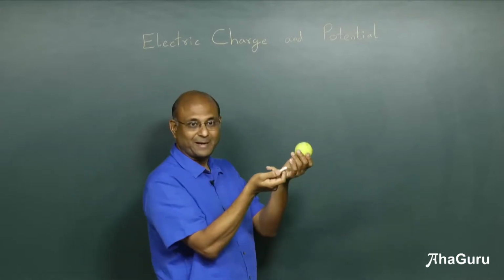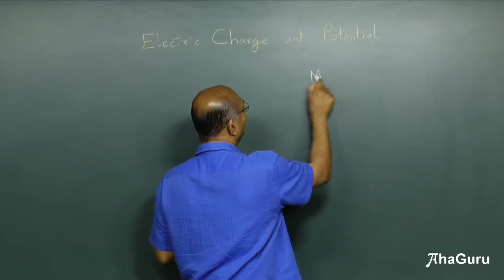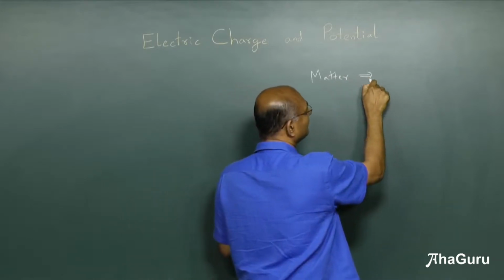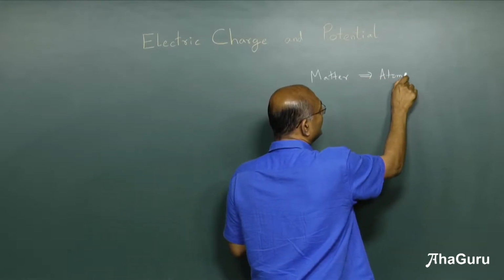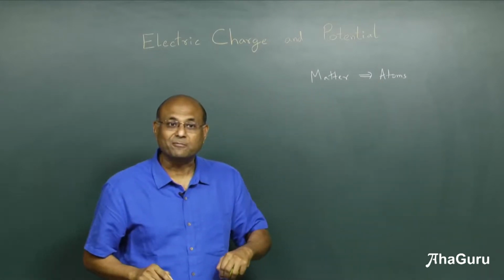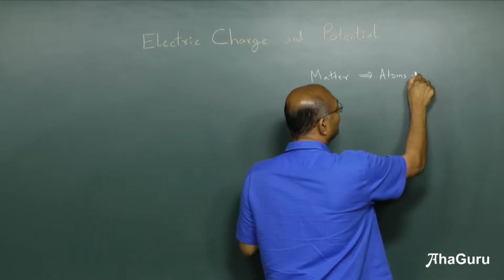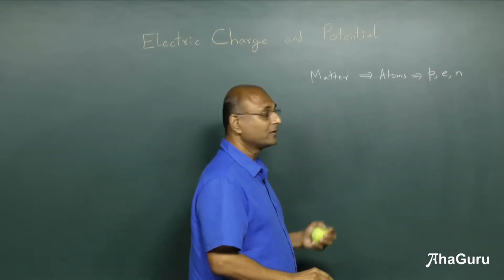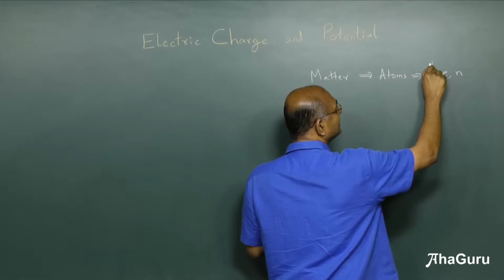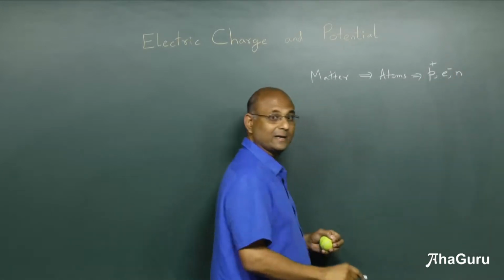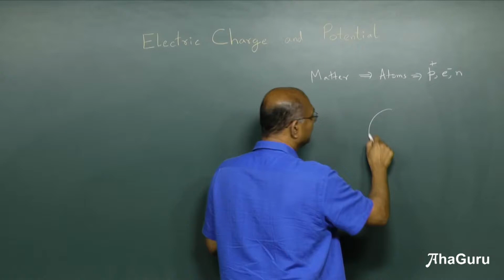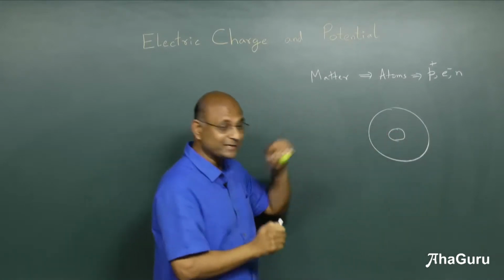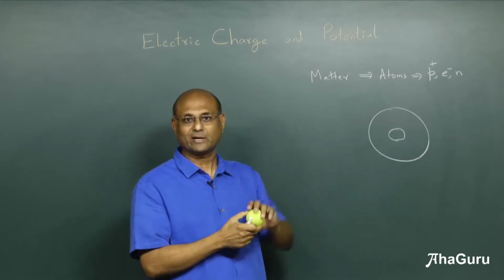Matter, anything is of course matter, right? All of this is matter. All matter is made up of, what is matter made up of? Atoms. The question then is, what are atoms made up of? Atoms are made up of protons, electrons and neutrons. You know that protons are positively charged and electrons are negatively charged. An atom has a very small tiny nucleus, much smaller than this, but I have to draw something, so I have drawn it like this.